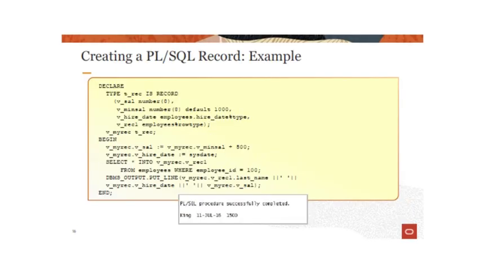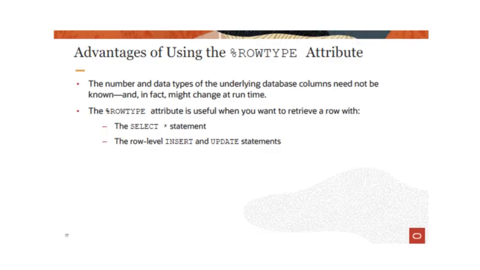The example in the slide shows the usage of the %ROWTYPE declaration. The code in the slide has a new field added, V_rec1, which is a row from the employees table. The V_rec1 field in the record declaration is a row from the employees table. The V_myrec variable is a record variable of type T_rec. The advantages of using the %ROWTYPE attribute are listed in the slide.